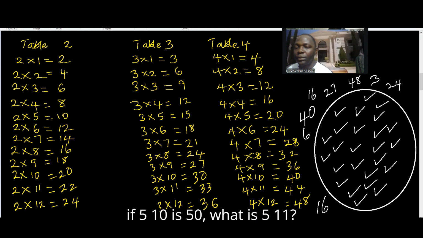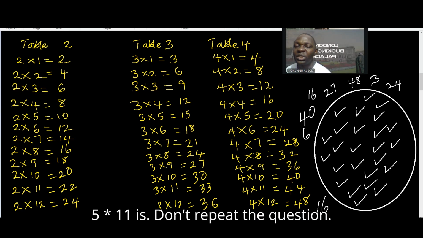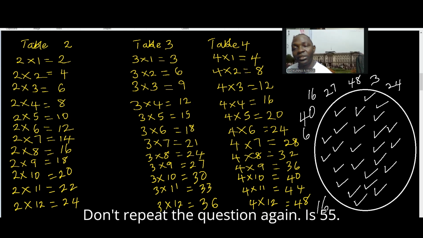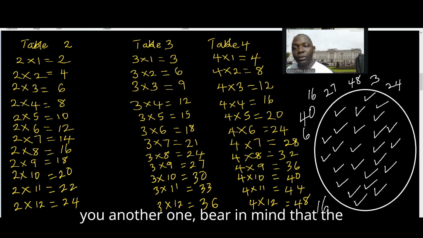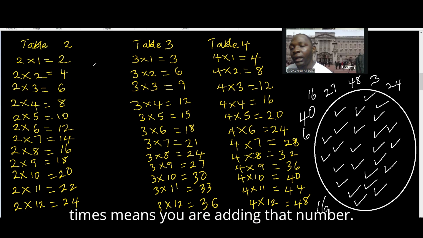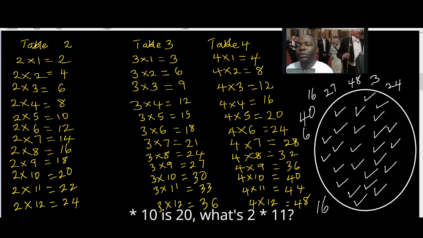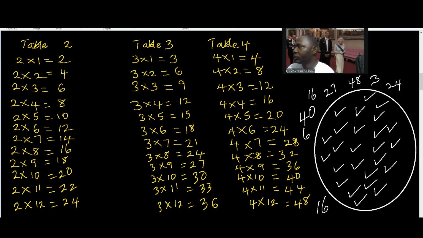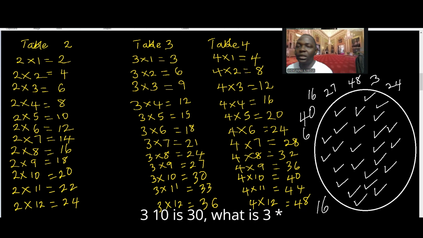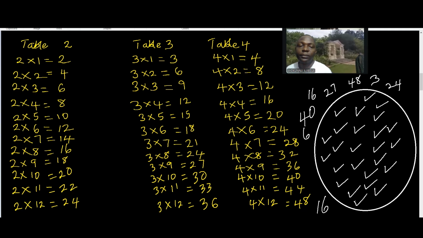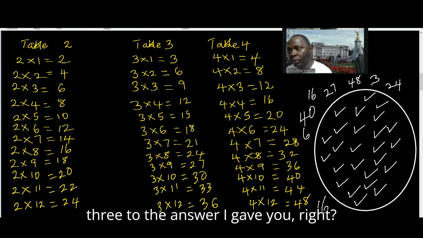Okay. If 5 times 10 is 50, what is 5 times 11? Don't repeat the question. It's 55. I'll give you another one. Before I give you another one, bear in mind that the times mean you are adding that number. So if 2 times 10 is 20, what is 2 times 11? 22. If 3 times 10 is 30, what is 3 times 11? 33. You just have to add 3 to the answer I gave you.